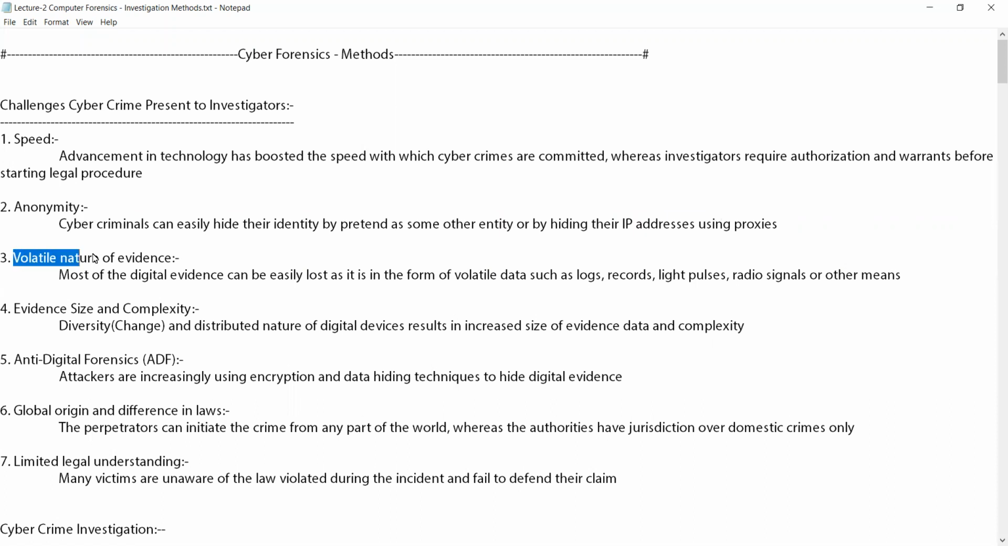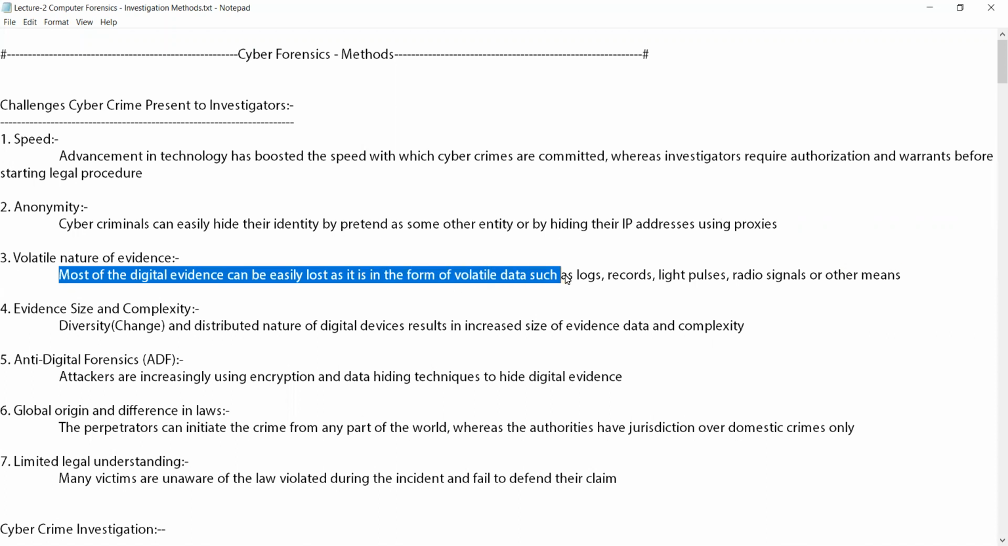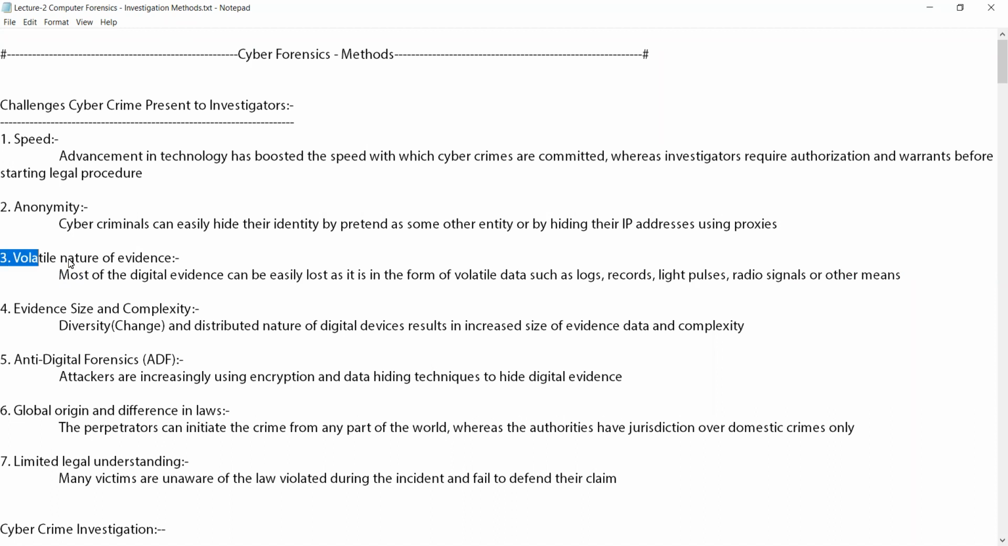The next challenge is the volatile nature of evidence. So what is the volatile nature of evidence? It means that most digital evidence can be easily lost, as it is in the form of volatile data such as log files, records, light pulses, radio signals, or other means. You can gather some volatile data once the system is in the on state. So you will get some data from there, which is called volatile evidence. That volatile evidence is lost once the system shuts down.